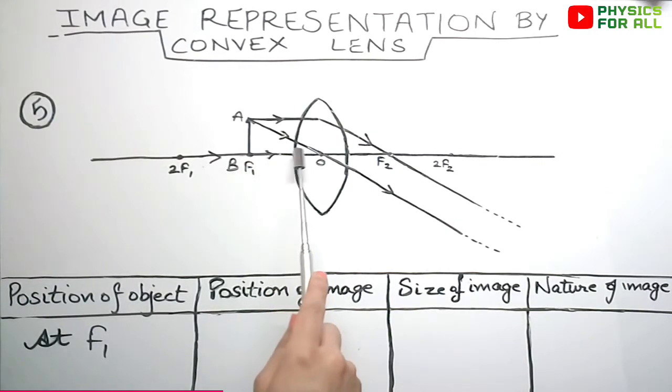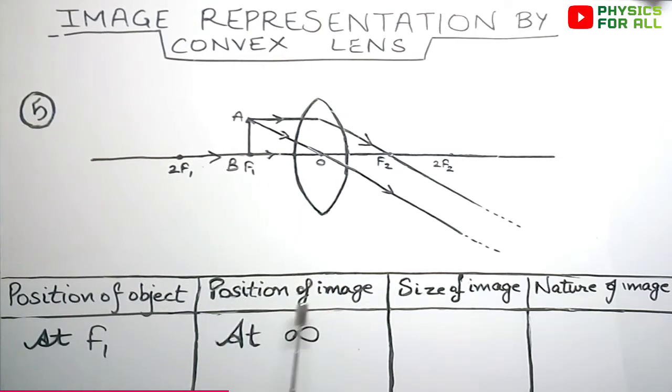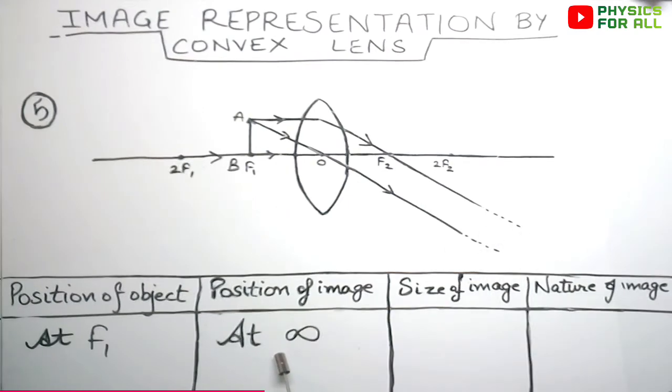Object is always placed to the left side of the lens. So here we have kept it on focus. So position of image at infinity. These two rays emerge as parallel rays. We don't know where would they meet, and if they meet, it would be at infinity or something. So position of image, we cannot show it here because these two rays are parallel, and for showing the image we need intersection of two rays. They are not seeming to intersect here, so we just show them with dotted lines. So position of image at infinity.